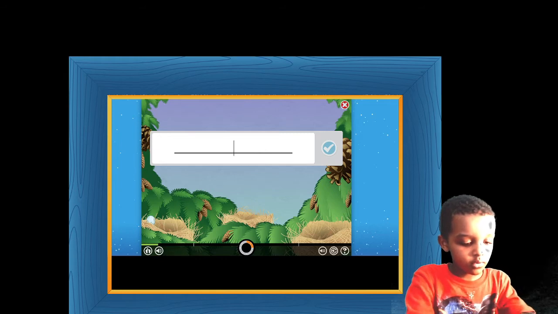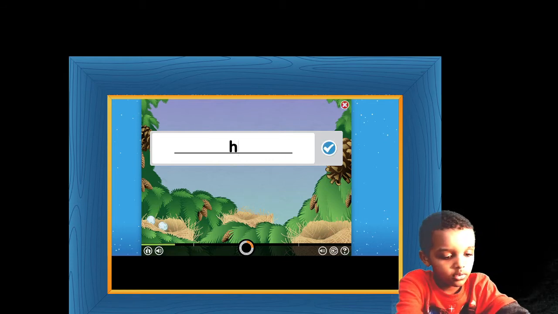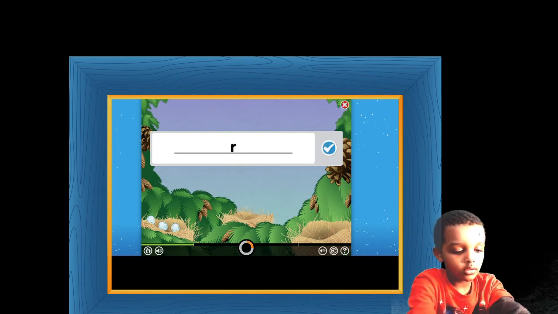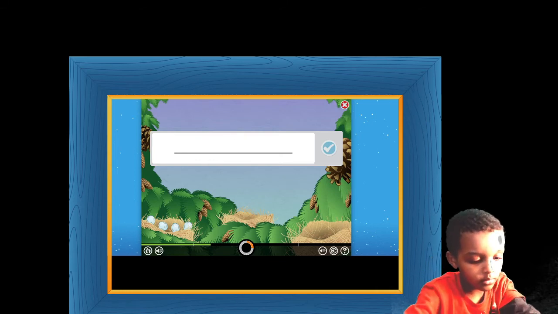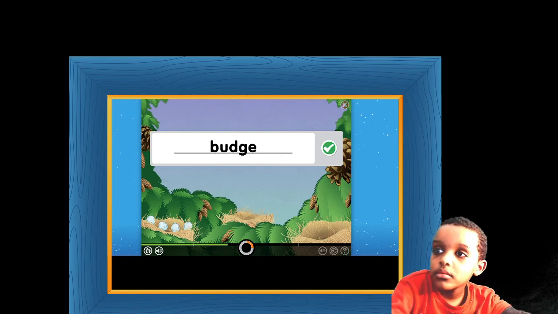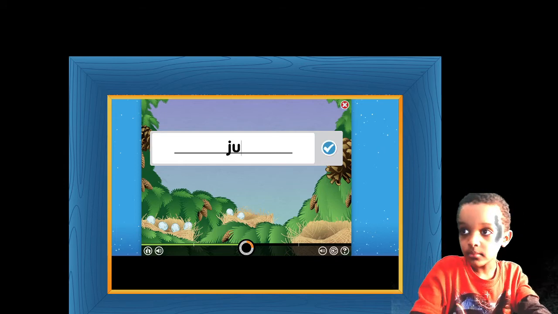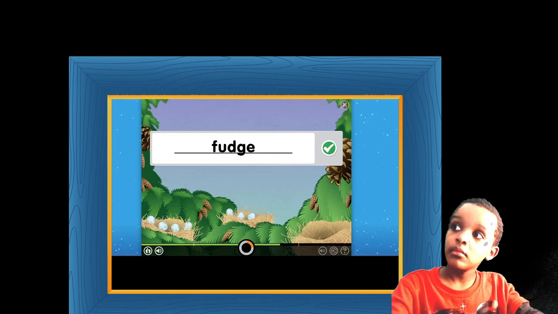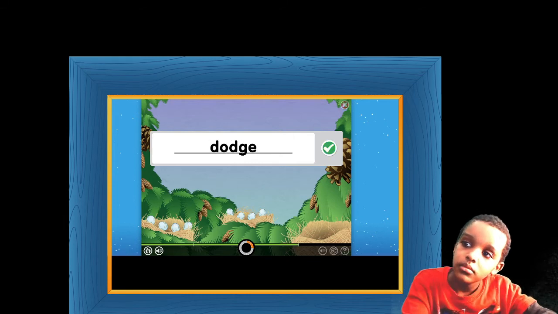Badge. Nice. Hedge. Ridge. Budge. Ledge. Judge. Fudge. Dodge. Pledge.